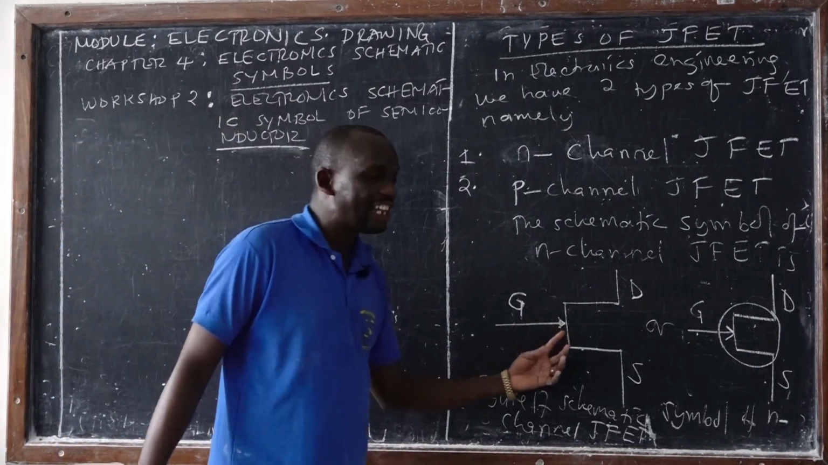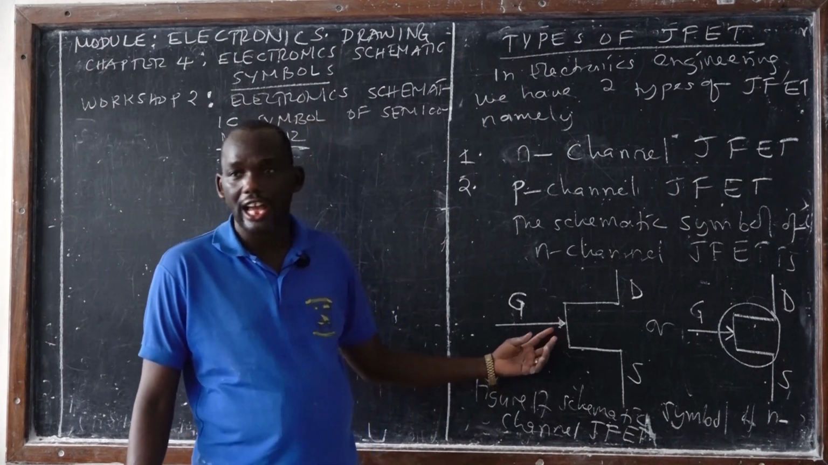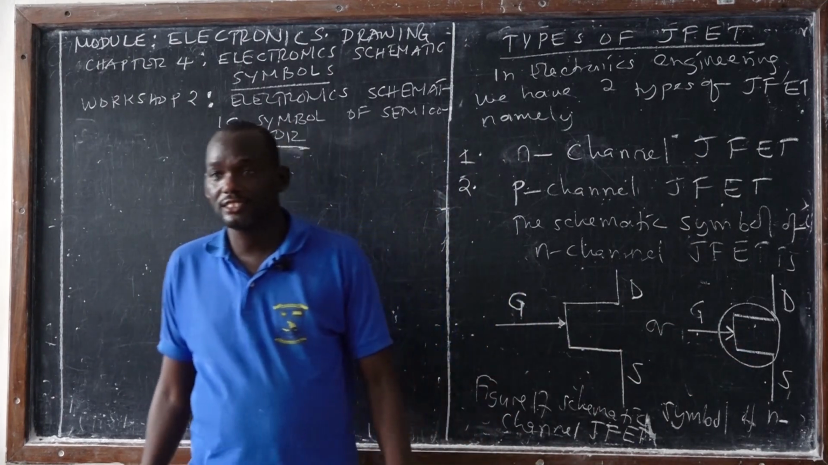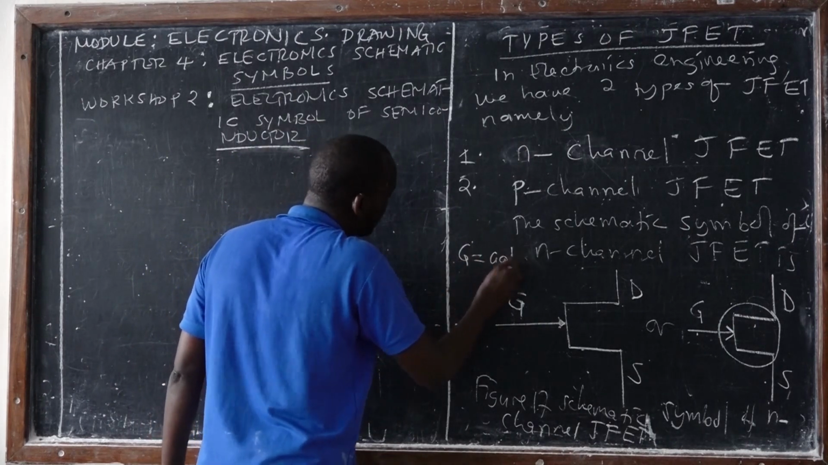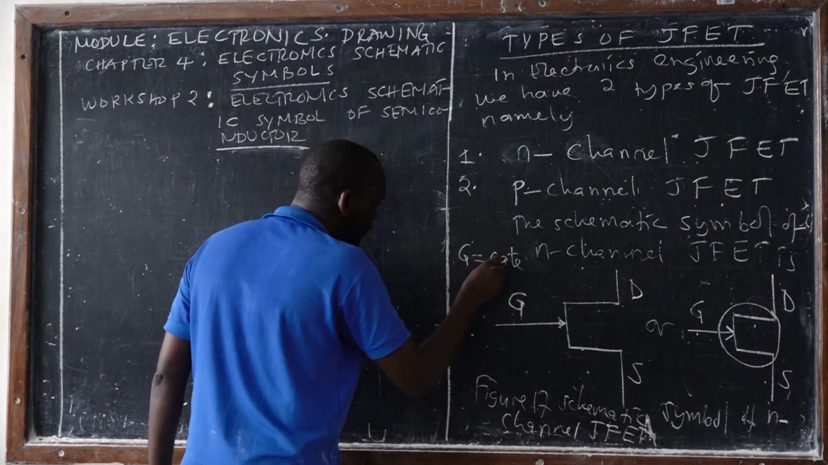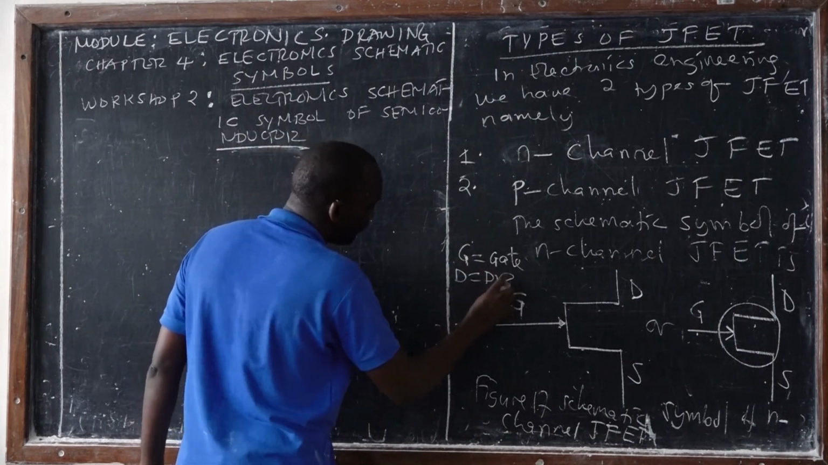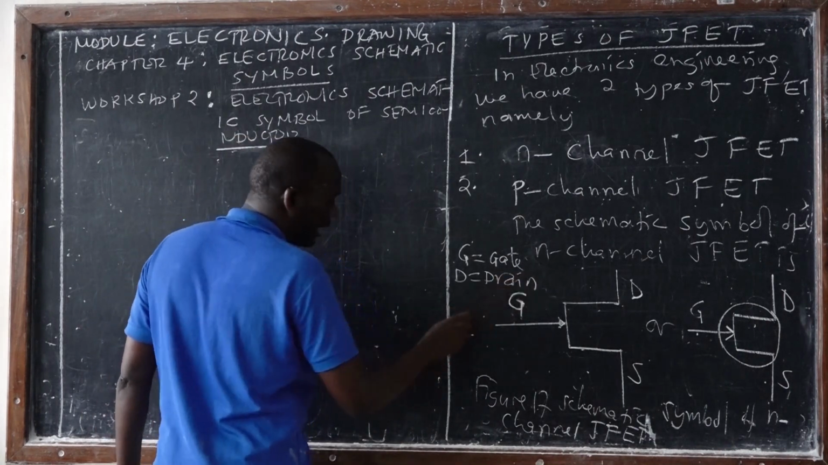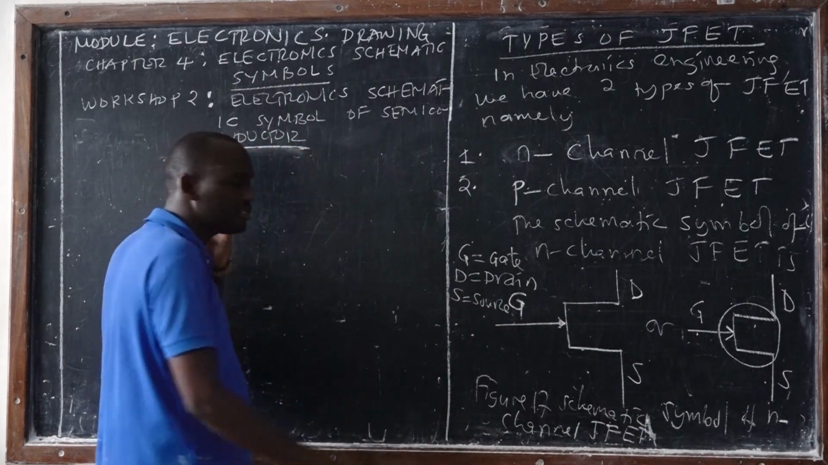So this arrow indicates the direction of current. This one and this one. So the current enters through the gate. G, let me help you to write the meanings of these letters. G stands for gate. D stands for drain. So you may call one of your children Drain. And then S stands for what? Source. Say source.